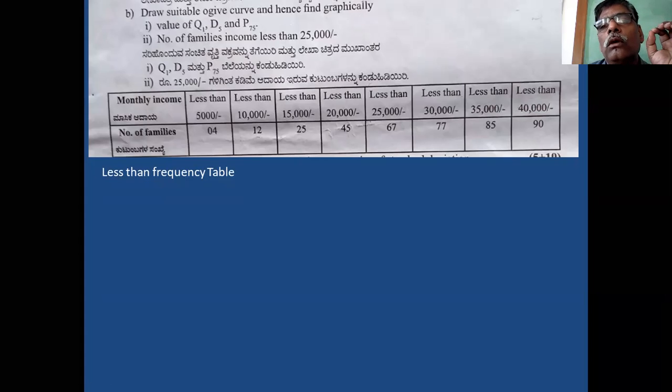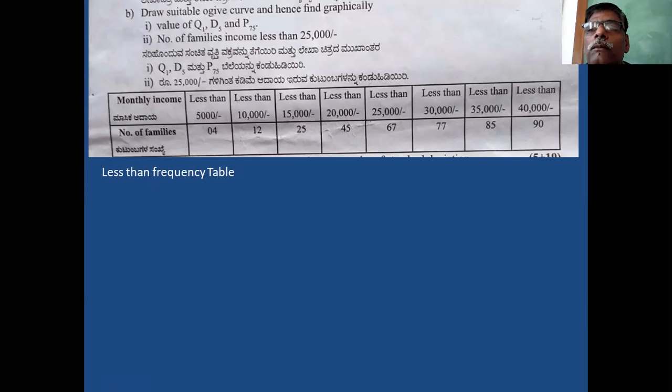If median is asked, you draw less than and more than both for median. And for quartile, decile, percentile, you draw the less than ogive. The less than ogive is the suitable curve. Remember this. Next is the value of Q1, D5 is asked, then P75 is asked. These are the values they asked to calculate.